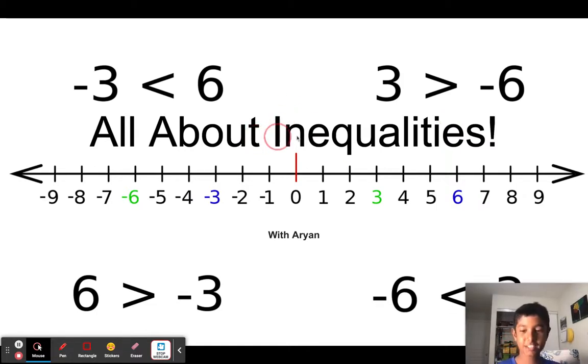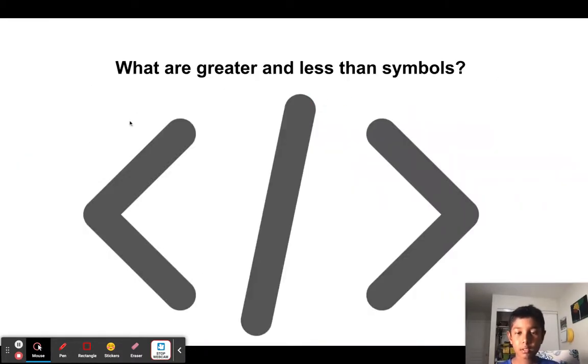Okay, let's get started. So today we're going to be talking all about inequalities. So let's talk about what inequalities are and what these symbols right here are. Can you guess what they mean? This symbol right here is a giant crocodile-looking mouth. It looks like a giant crocodile trying to eat.